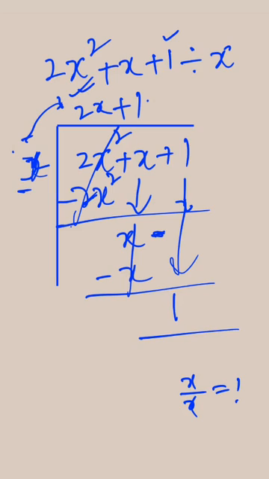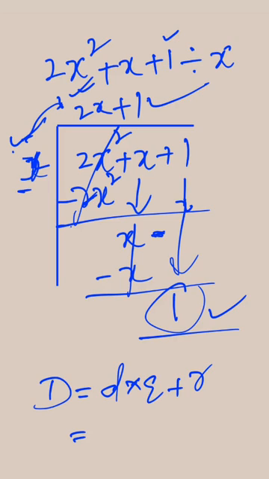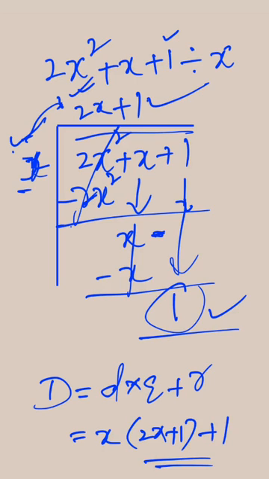Here x into anything won't give us a constant number, so just leave it as the remainder, 1. This is the quotient, and this one is the divisor. And we all know the division algorithm. What is the division algorithm? Dividend is equal to divisor into quotient plus remainder. So how do we get this dividend? First the divisor x into the quotient 2x plus 1, plus the remainder 1. In this way we can do these kinds of divisions.